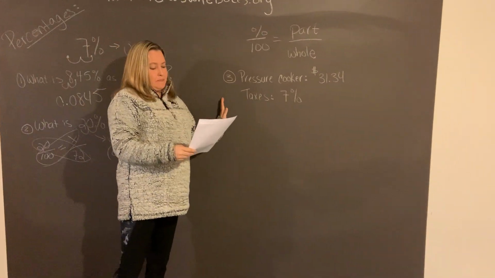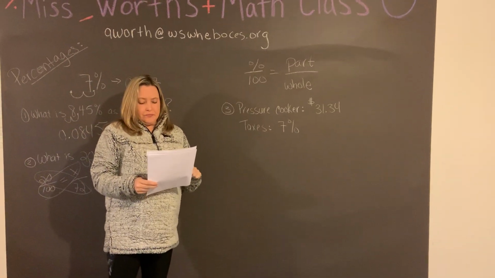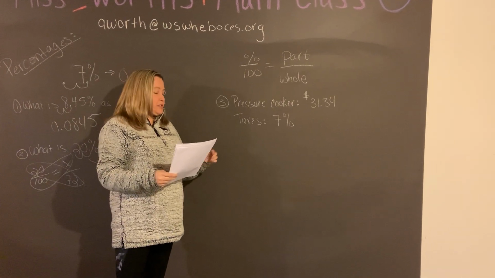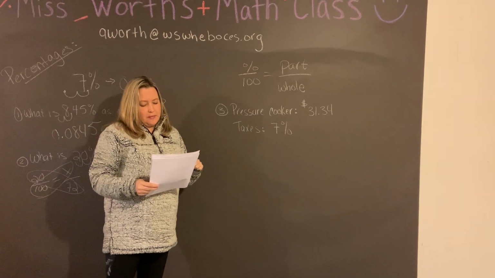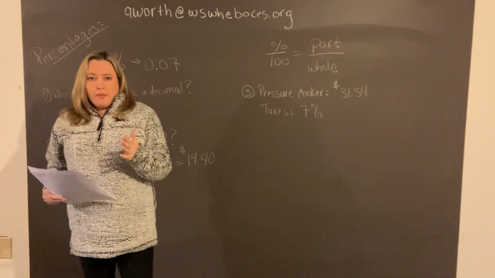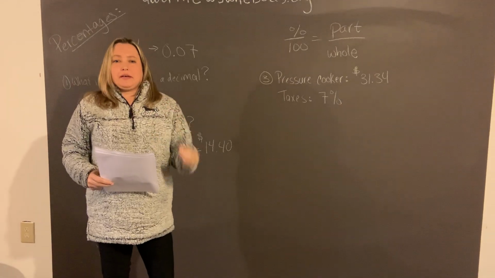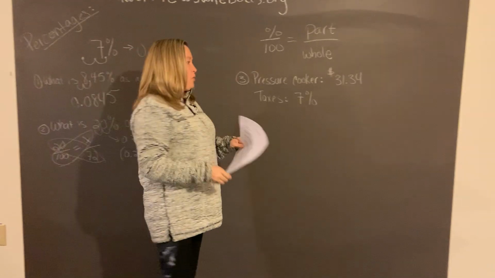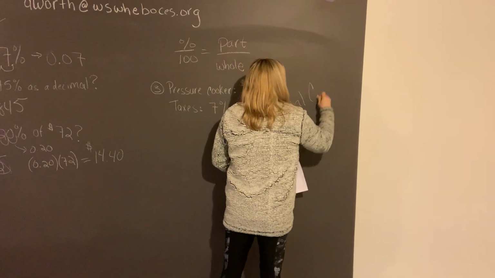Number 3, okay? It says Amazon sells Black & Decker pressure cookers for $31.34. If taxes are 7% and shipping is free, awesome, how much will the total cost be for the pressure cooker? With these word problems, the biggest thing that you want to look at is what is the question actually asking, okay? Our final answer that we want here says, what is the total cost? So, at the end, we need to figure out what our total cost is.